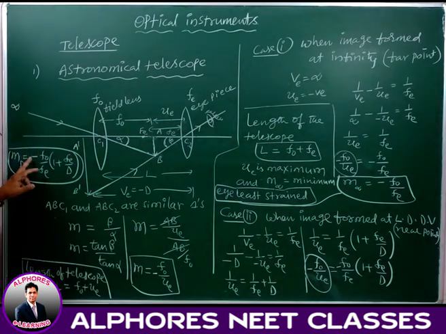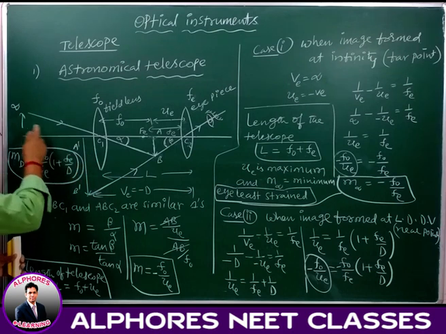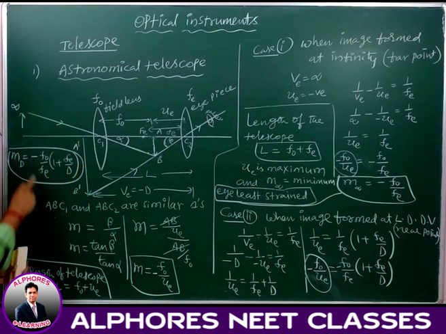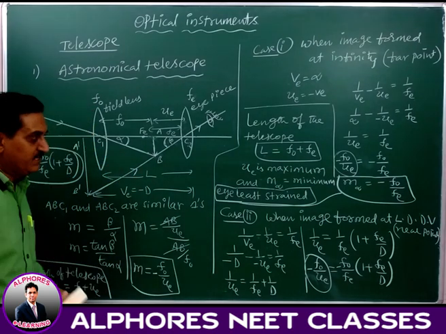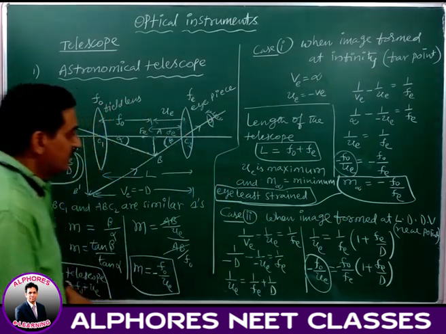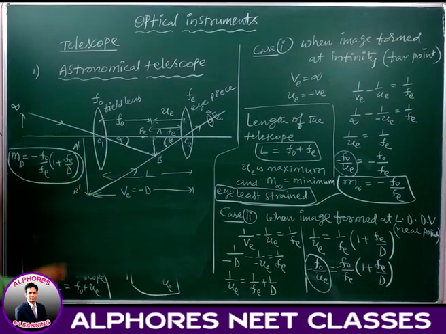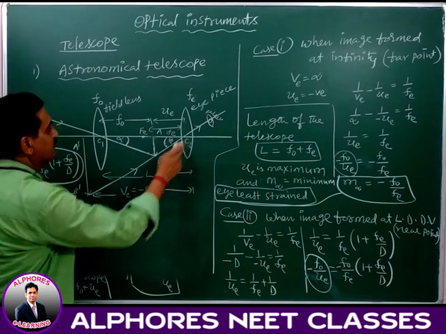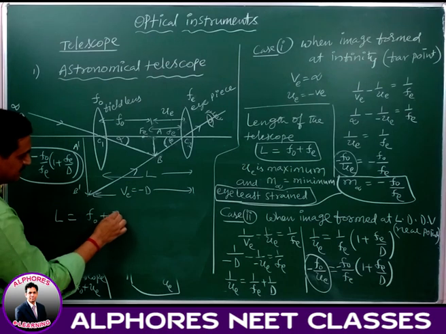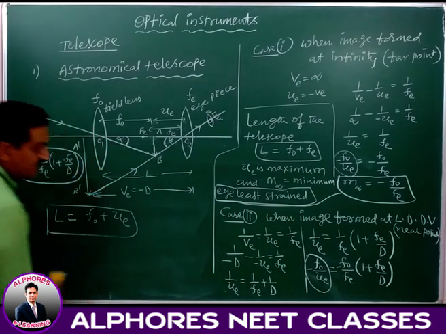One more point. This is a negative sign. Why? Because the final image is inverted compared to the object, therefore it is a negative sign. And one more point, what is the length of the telescope when the image is formed at LDDV? So the length of the telescope L is equal to f0 plus UE. This is the length of the telescope when the image is formed at LDDV.